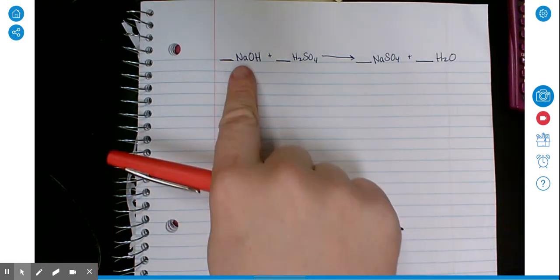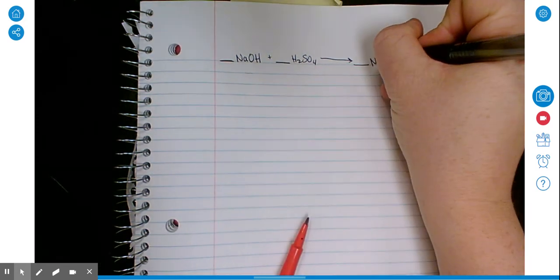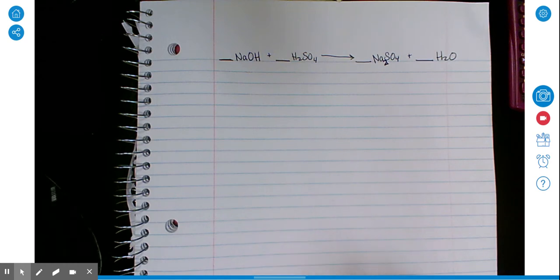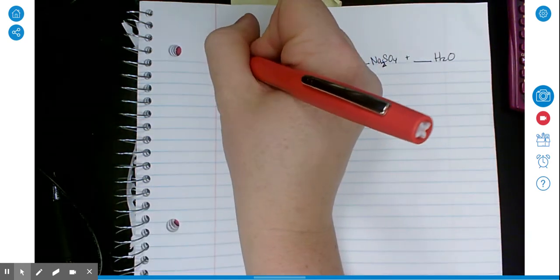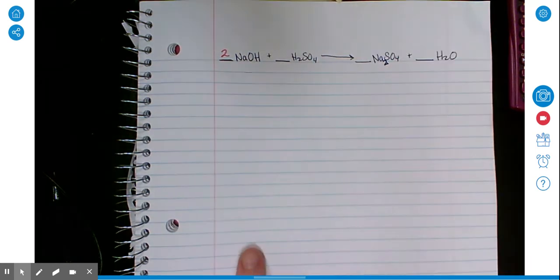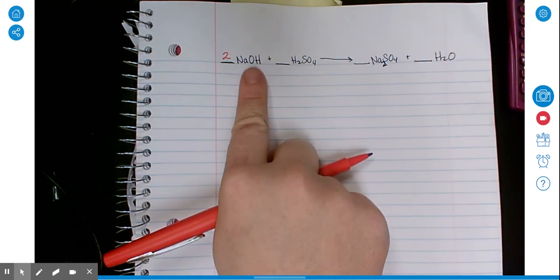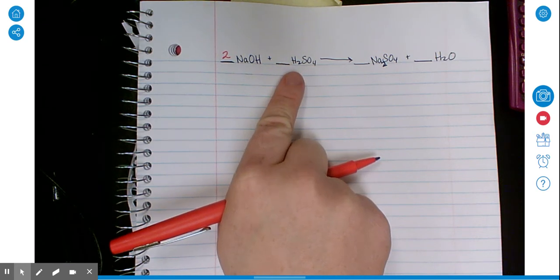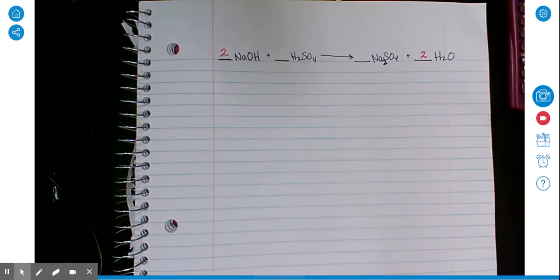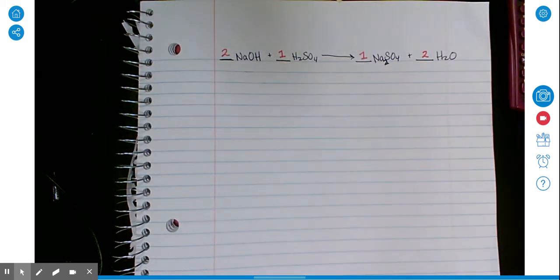Balance the chemical equation. 1 sodium on the left. Oopsie, I miswrote that. That should be Na2SO4. 2 on the left, 2 on the right, so I need a 2 as my coefficient. 2 hydrogens, 2 hydrogens, 1 sulfate, 1 sulfate. I got 2 hydrogens here and 2 hydrogens here. So I need 4 hydrogens total. So I need a 2 out in front here. So 2, 1, 1, 2 to balance that chemical equation.